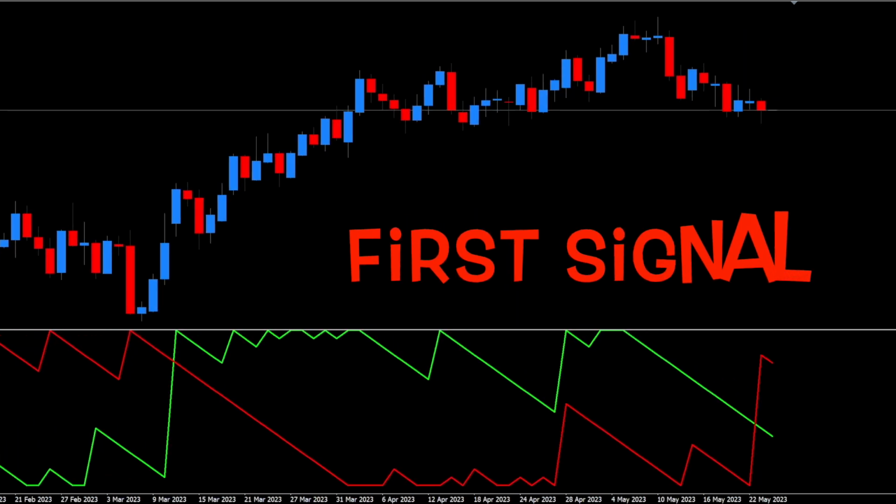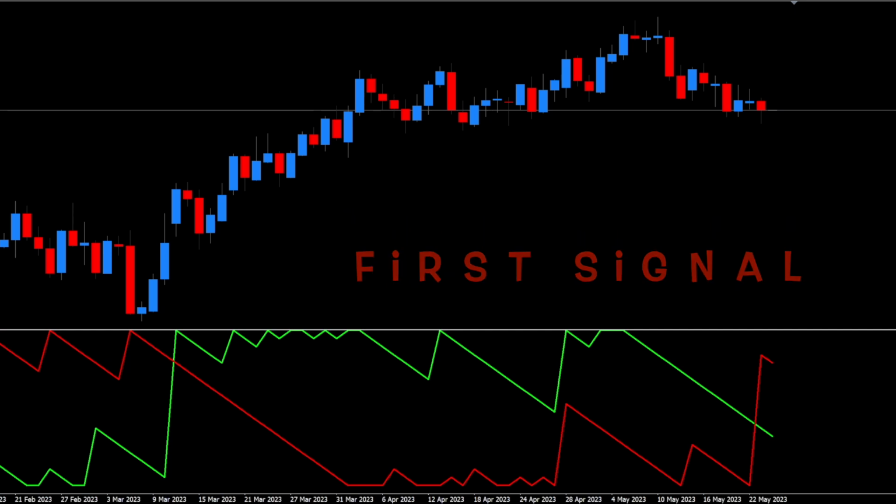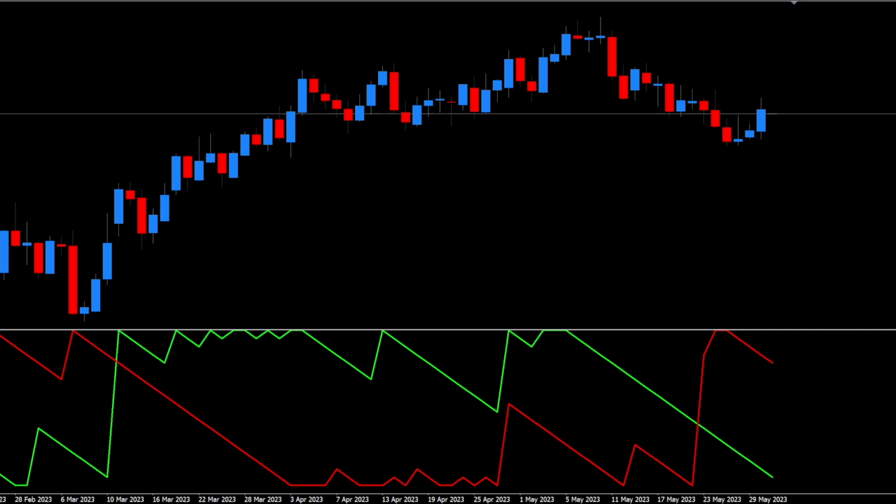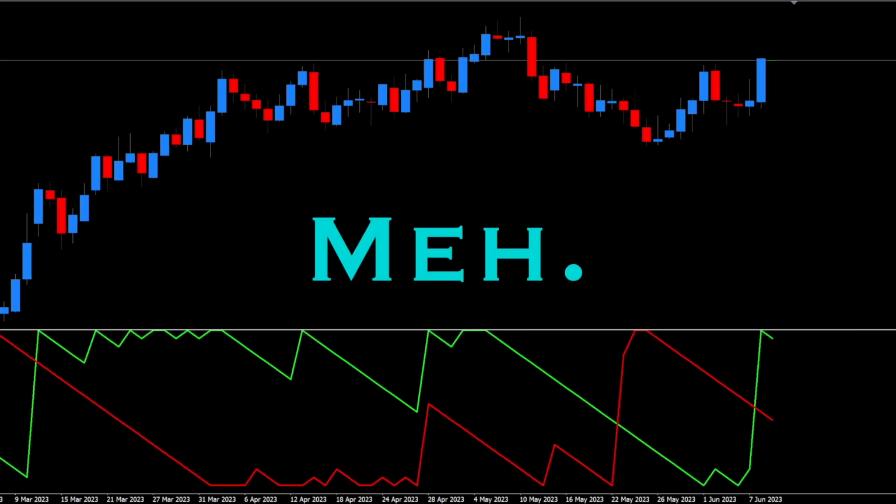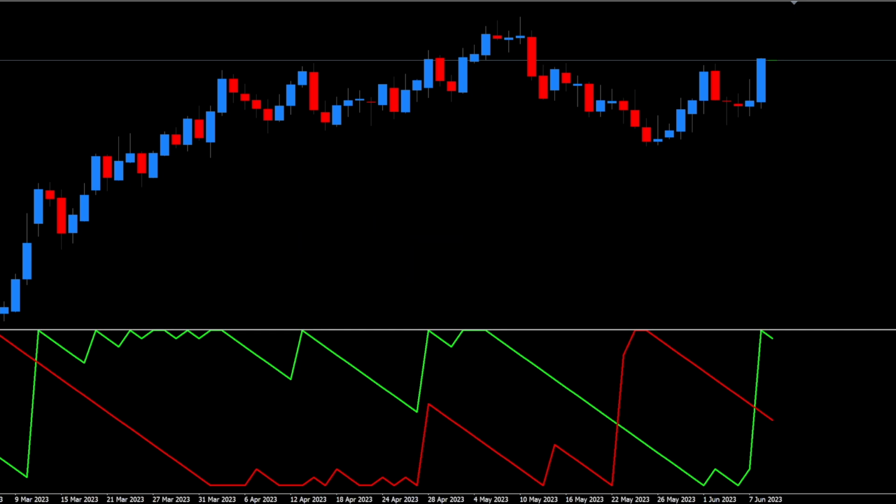We'll pause here to acknowledge our first signal, which happens to be a short as red crosses over green. Here we go. Well, that was underwhelming. Looks like this would have been chalked up to a loss in our journals. No matter, this is what we're here for, so let's keep going with this next long.